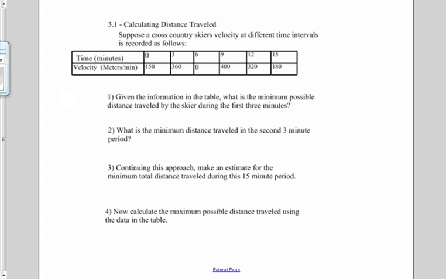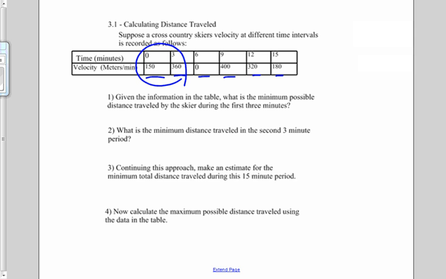All right, so the last thing we're doing is one more word problem, and we've got a cross-country skier. It's fitting for our school, and this is an interesting problem because the velocities aren't increasing monotonically. So velocity is going up and down and up and down. So it says, given the information in the table, what's the minimum possible distance during the first 3 minutes?